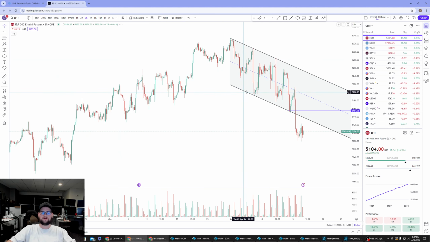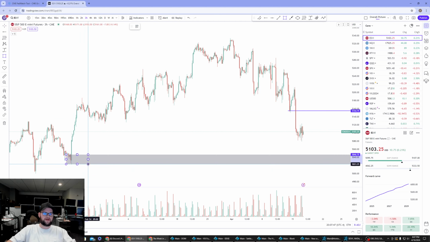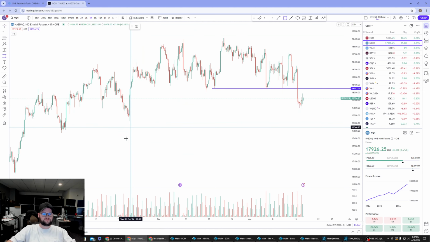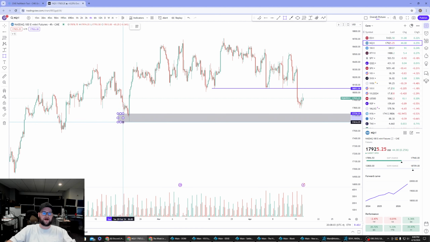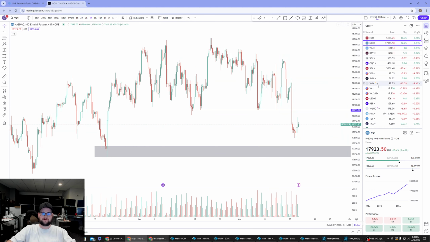To the downside, we have some demand structure, okay? I'm going to quickly draw this. So we have some demand structure right around the 5,047 area on the S&P, and then the NASDAQ, same deal. You have a demand structure right around 17,725. Okay, so those two areas are going to be key to the downside.